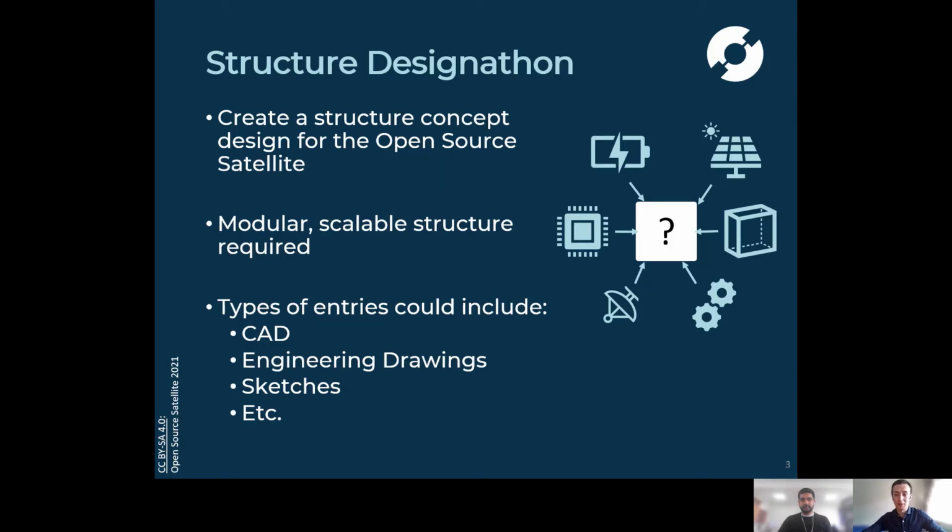Now, the OSAT structure poses an interesting design challenge. It needs to be able to accommodate different types of payload with minimal redesign between missions. And the structure itself needs to be modular and easy to scale depending on the size of the mission that it is operating. So these designs can be generated in any sensible format, whether that be computer-aided design, engineering drawings, or sketches. We're really just looking for some novel and innovative ideas in your concepts.